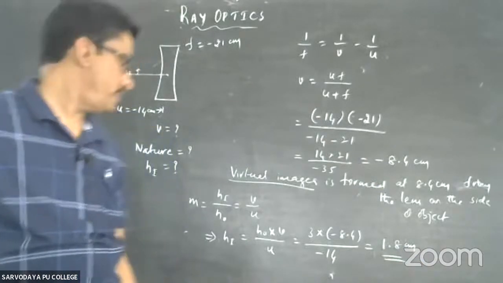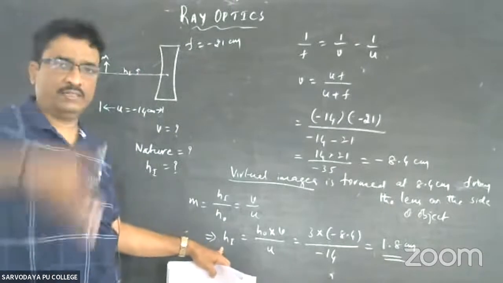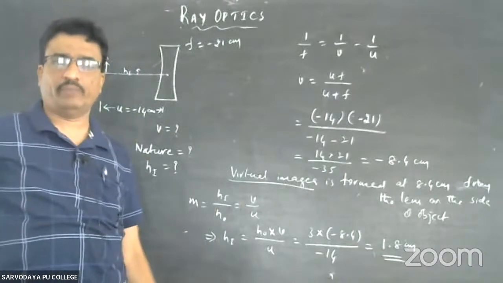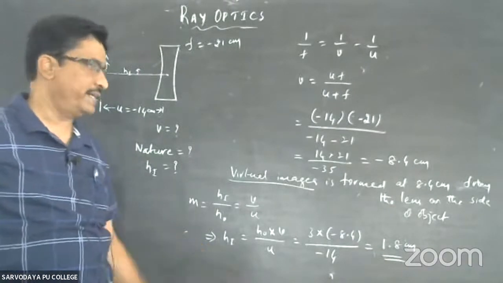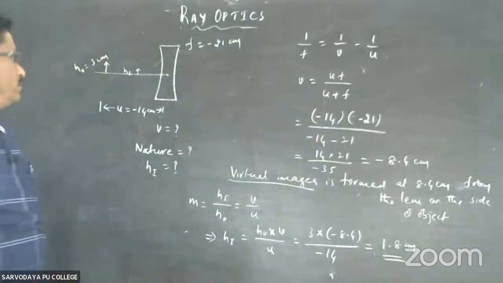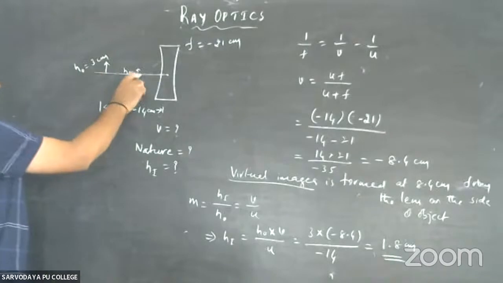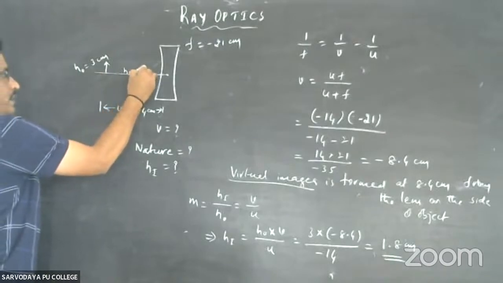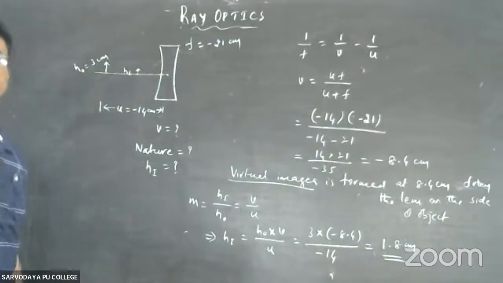The value I am getting is positive, because all virtual images are erect. In case of height, if you get negative sign, it is clear it is inverted image. Positive value we are getting, therefore it is erect image. That's why I have written like this. Erect image you are getting, but it will be virtual.